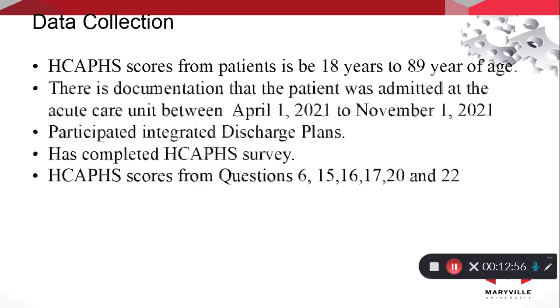Once patients are admitted into the hospital, after they are discharged back home, a survey was sent to them, and they complete that survey and it returns to the hospital. That is how we get access to that information and see what the patients are saying in terms of discharge information. The HCAHPS score helps us pull out questions 6, 15, 16, 17, 20, and 22, which comprise ways to measure patient satisfaction based on the discharge process while they were in the hospital.